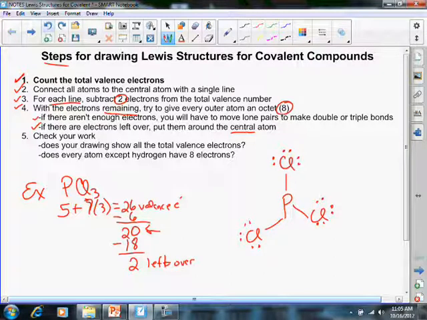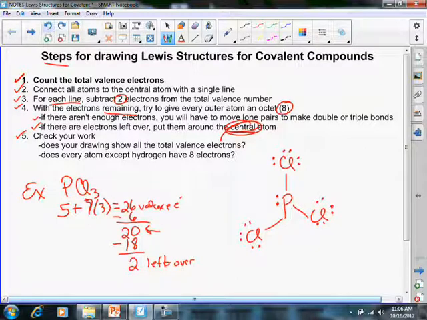And they're going to have to go on the central atom. So I'm going to go up here and put 2 dots on phosphorus. Now the phosphorus will be surrounded by 8 electrons also, right? We've got 6 from the bonds, from the lines, plus those 2 lone electrons. So finally, we want to check our work. We want to do that every time.